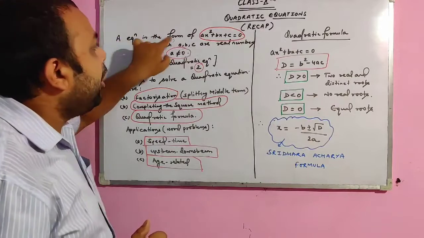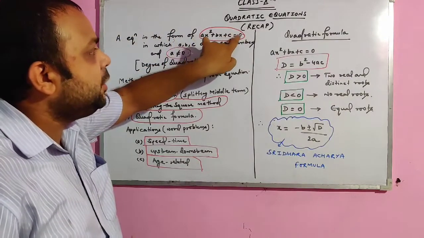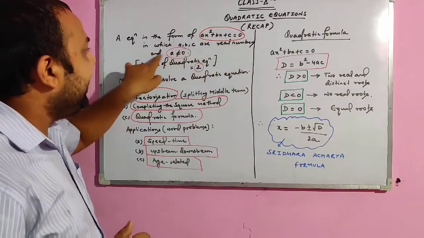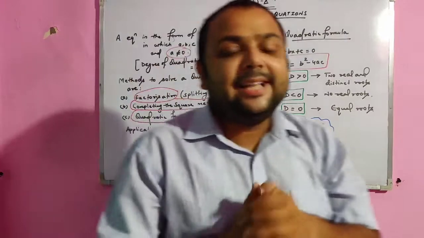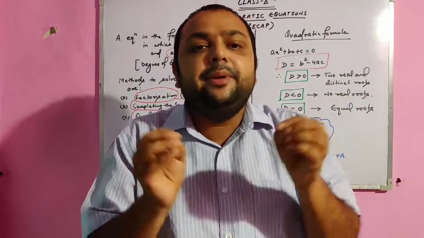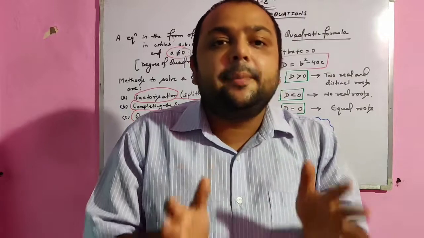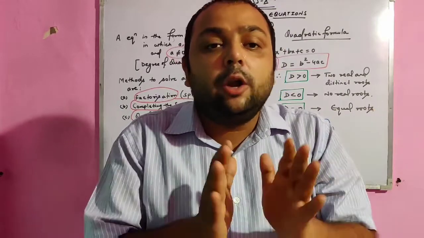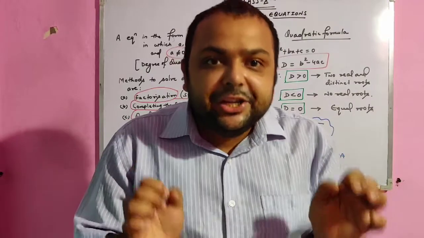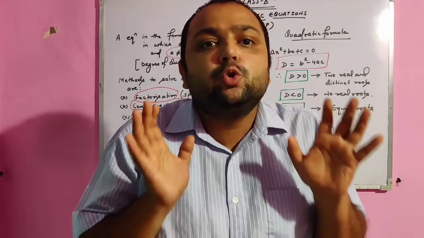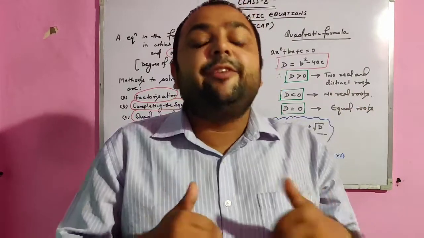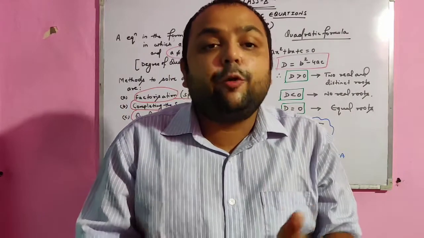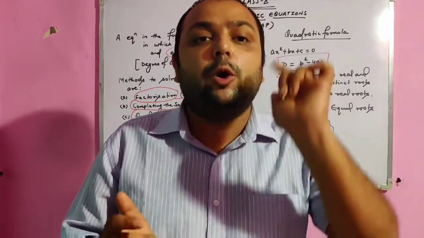An equation in the form of ax square plus bx plus c equal to 0, in which a, b, c are real numbers and a should not be equal to 0. That is, any equation which can be written in the form of ax square plus bx plus c equal to 0, where a, b and c are all real numbers, but the condition is that a can never be equal to 0. Since if it is equal to 0, the degree of that equation will not be 2. But for a quadratic equation, the degree should be equal to 2.